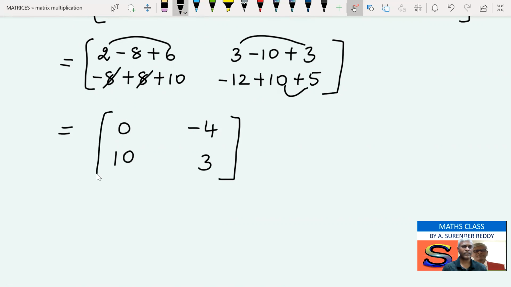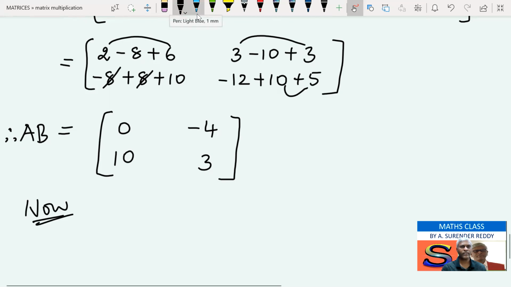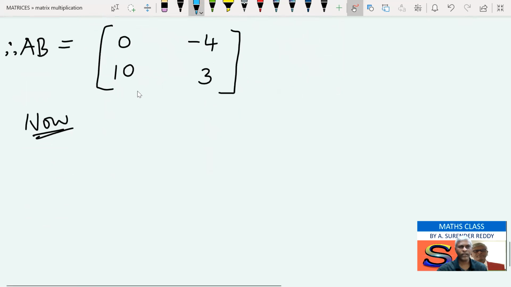So this is AB: 0, minus 4, 10, 3. Now, let us see whether BA exists. Now let us find BA. Now write B first.